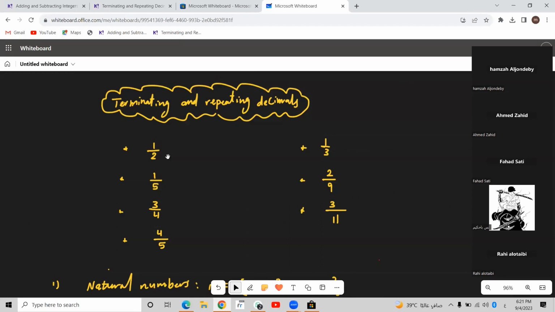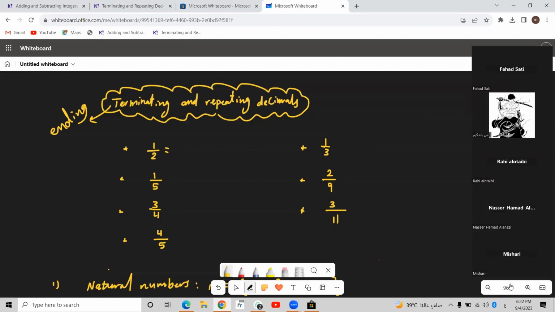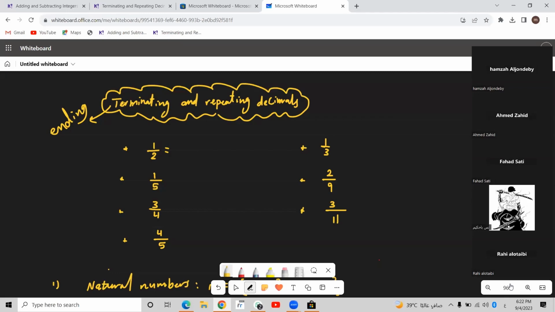Guys, you know, some fractions we can convert to decimals, and this decimal terminates. Terminates means ends. And the others, we cannot. For example, 1 over 2 or half. Who can tell me 1 over 2 as a decimal equals what? What do you think? No one?